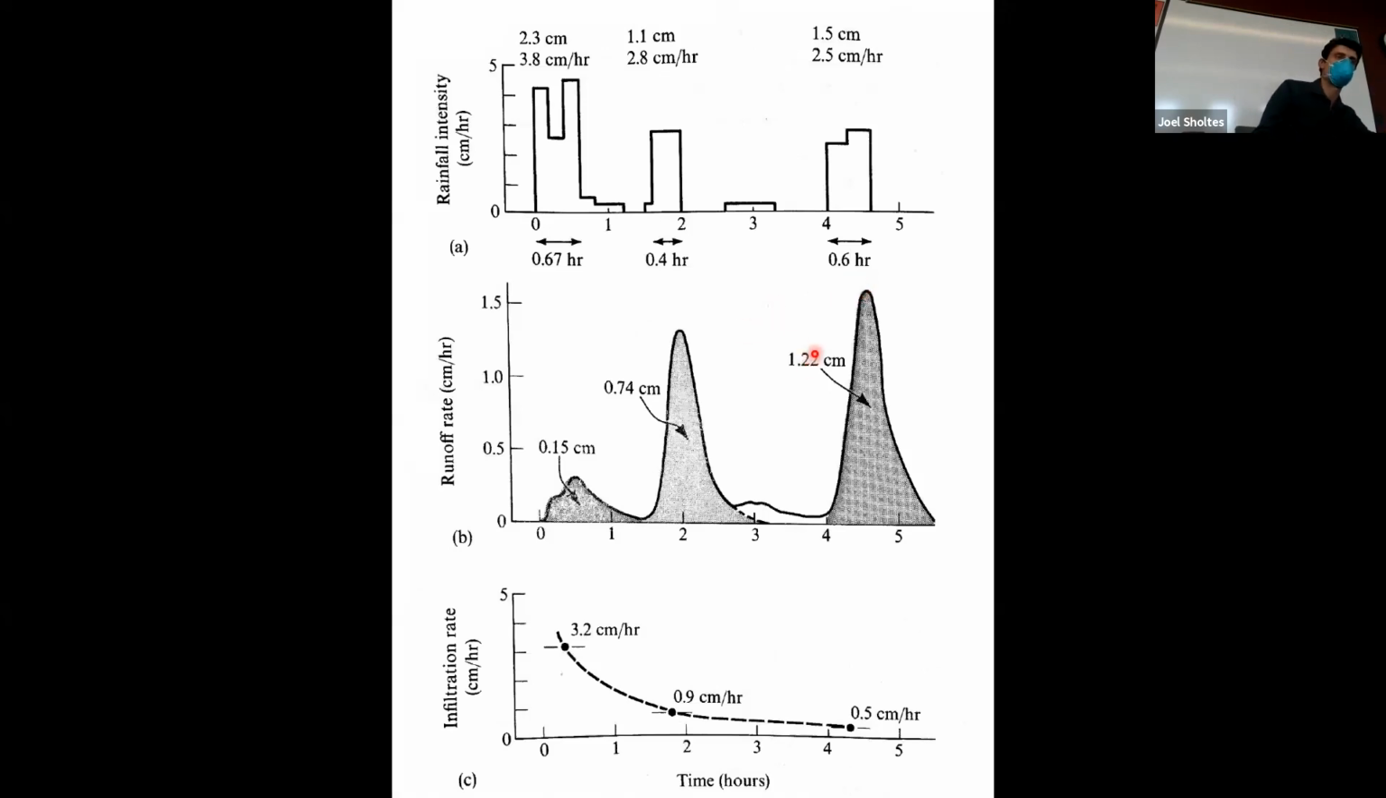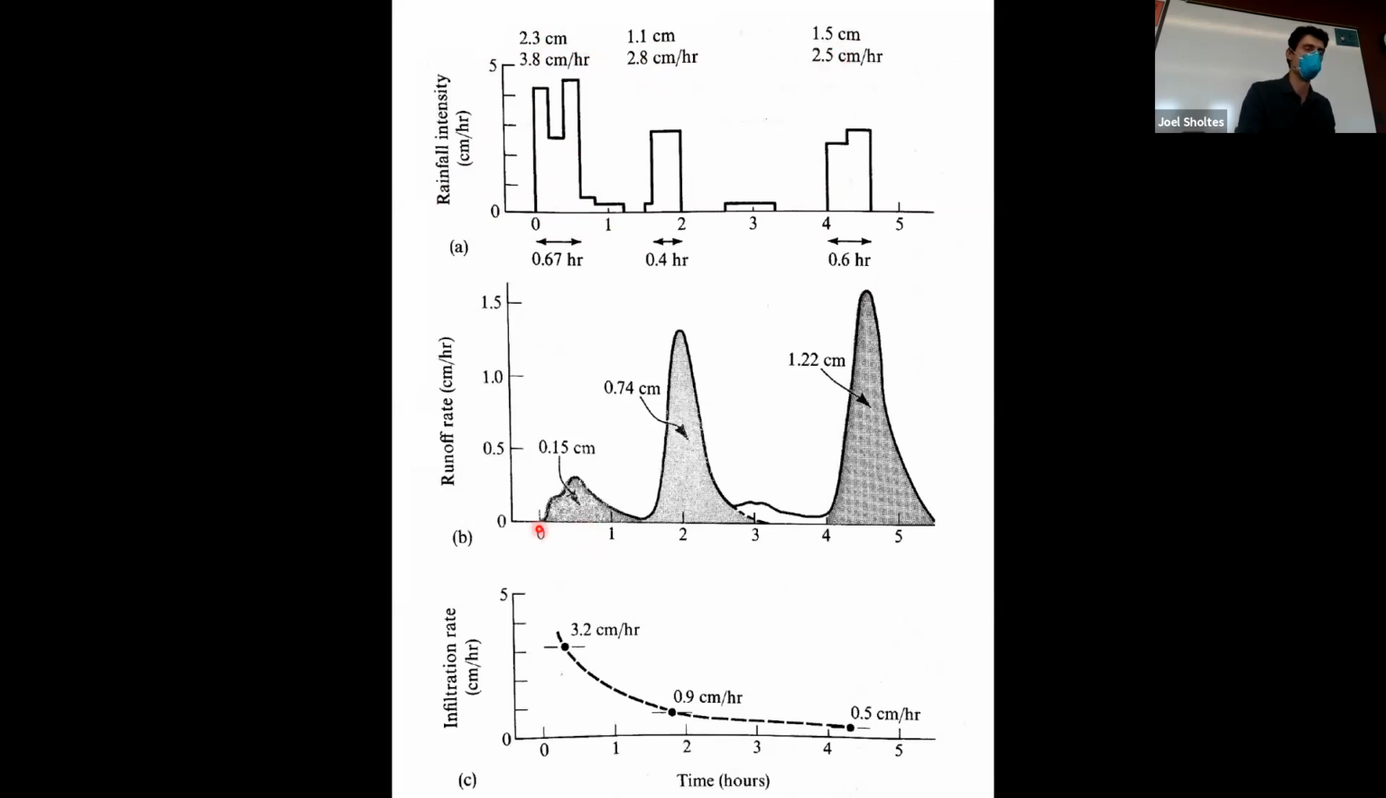I'll just talk about this slide and then I'll get into talking about infiltration from a conceptual level. So we've got here some hydrographs. Rainfall over time, rainfall intensity on the y-axis, time on the x-axis. And we have a series of rainfall events. The first one was a total of 2.3 centimeters. The second one was a total of 1 centimeter. And the third one was 1.5 centimeters.